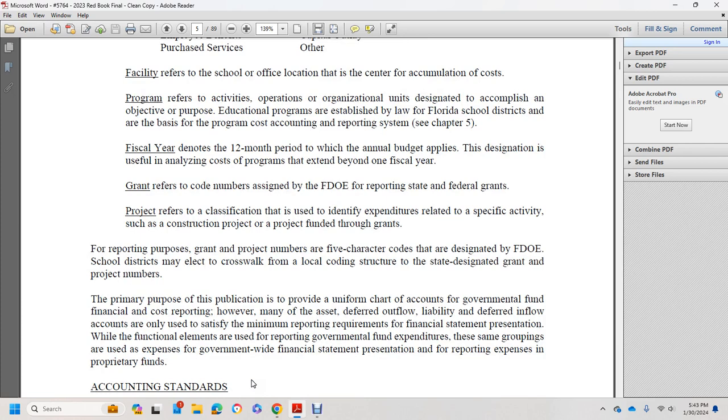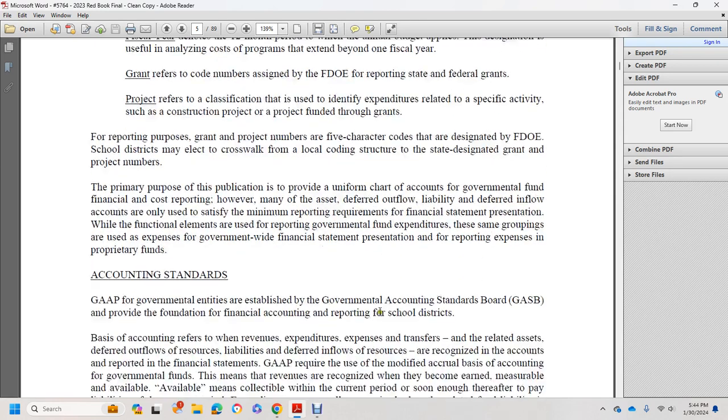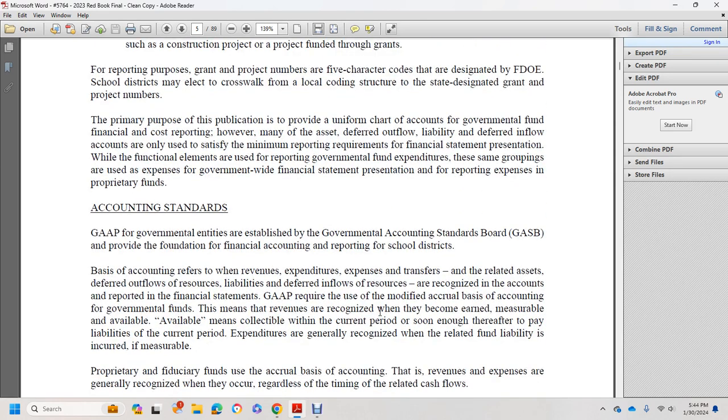However, many of the assets, deferred outflow, liability, and deferred inflow accounts are only used to satisfy minimum reporting requirements for financial statement presentations, while functional elements for the reporting of governmental fund expenditures are used. The expenses of the government-wide financial statement, the presentation for the reporting of expenses of the proprietary funds.